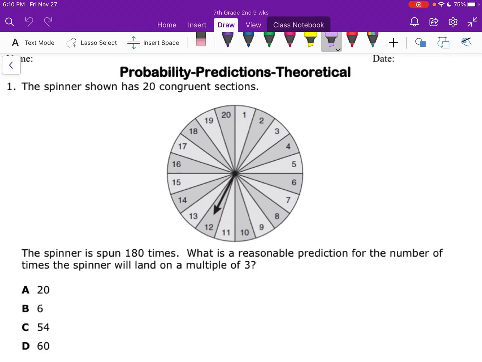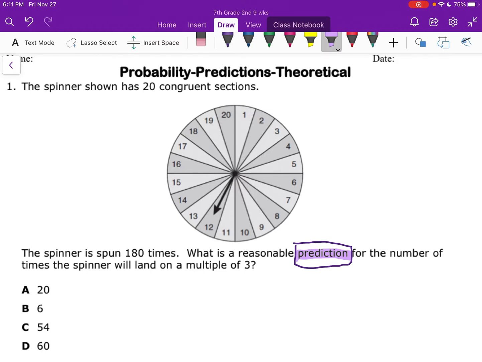Okay, so when it's asking you to make a prediction, little bells, whistles, and excited yells should be going off in your head, and you'd be saying, ooh, I can use a proportion to solve this. I can get this one right. I just have to use a proportion. When you see that word prediction, 90% of the time, you can solve it with a proportion. So let's look a little bit closer to figure out what we need to set up in our proportion.